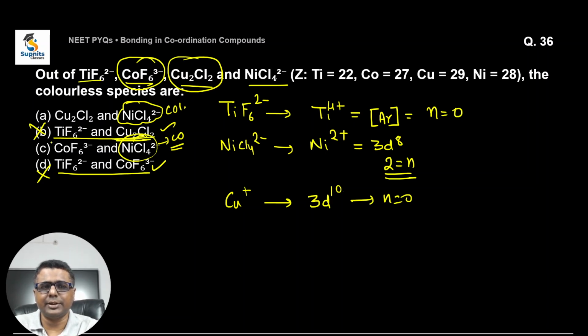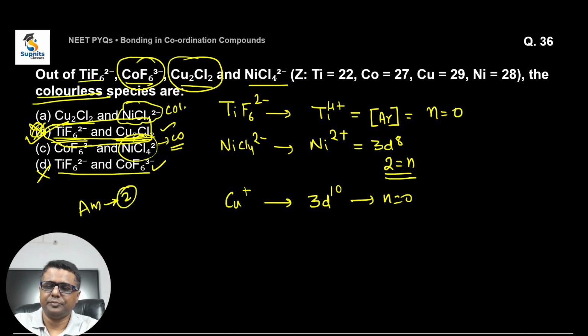Cu+ is colorless, Ti4+ is colorless. So look carefully at option B: here we need the colorless species. So option B will be non-colored, it has no color. So option B is the correct one over here. Answer is 2.